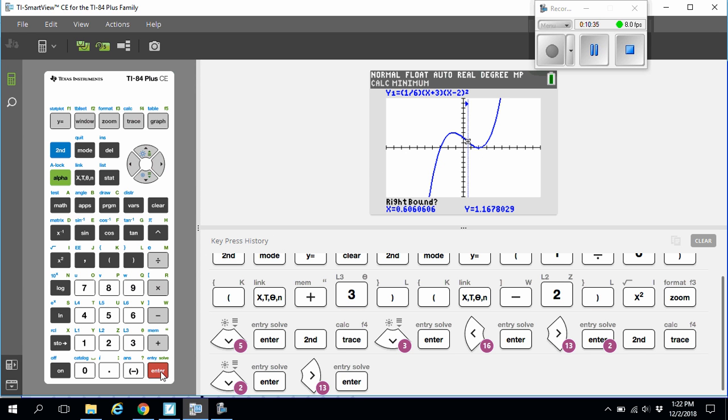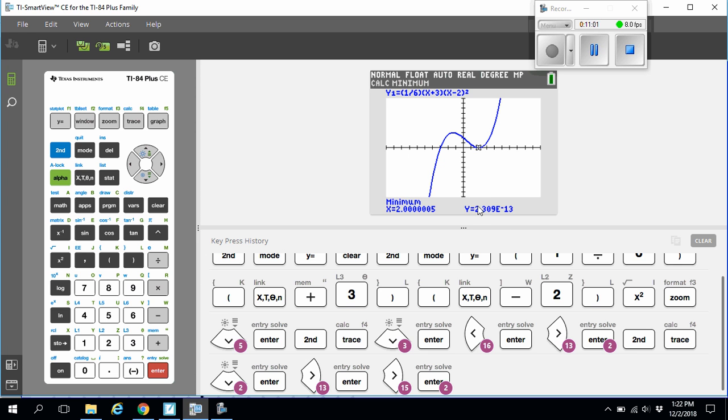Then you press enter. Now to be right bound, I need to move my cursor somewhere on the right hand side of that local min. So I'm going to continue using my right arrow to move my cursor over. Okay, and then I'm going to press enter. Don't forget, you got to press enter one more time. Okay. So here we have, and remember we're going to round to 2 decimal places. It looks like 2.00, so that's just 2.